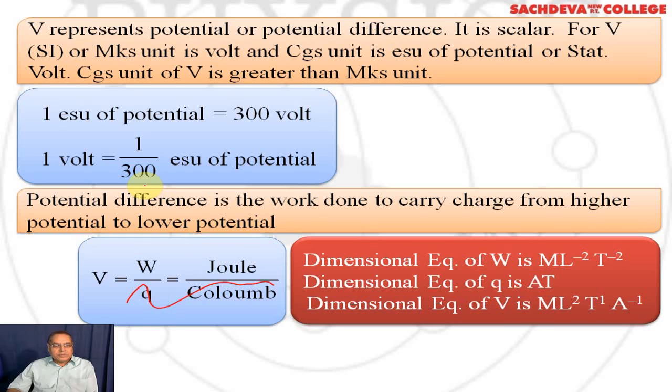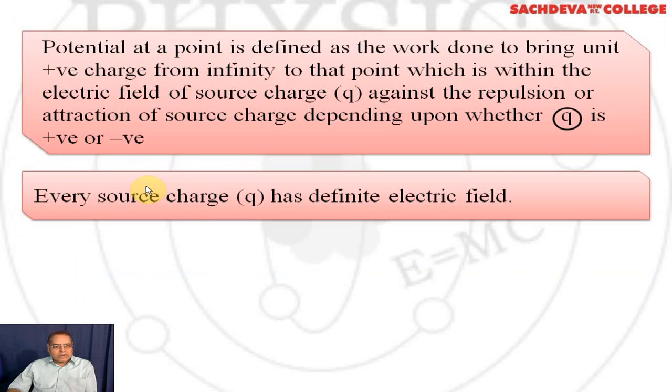The dimensional equation of V will be calculated by putting the dimensions of W and Q in their places, and finally the dimension of V will be calculated. That is ML^2 T^-3 A^-1. Well, next is how to define potential.